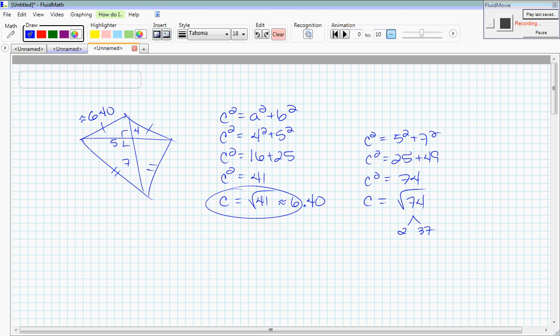So the square root of 74 is approximately 8.60. Again, it's 8.602. So again, we'll write 8.60. And that's how you answer question 29, and question 30 would be done the same.